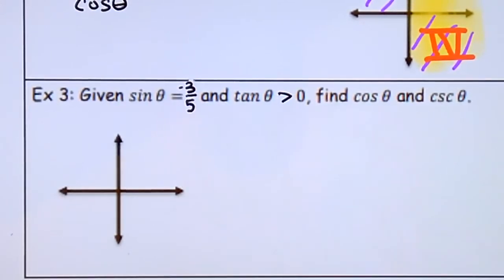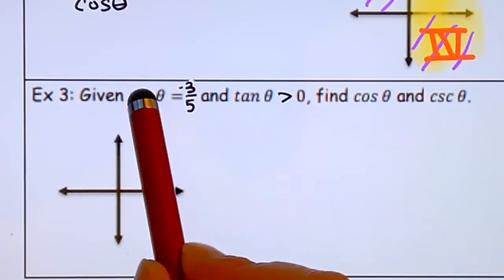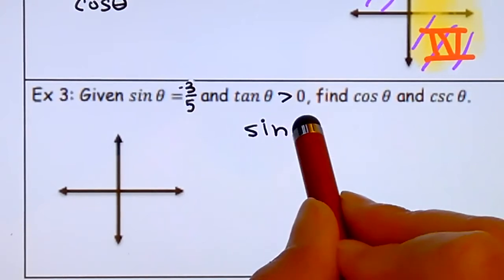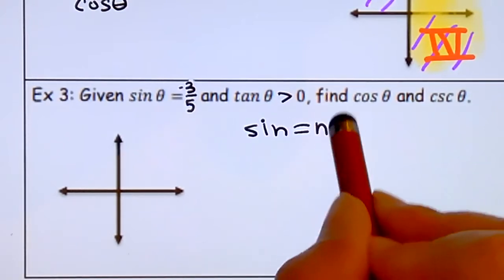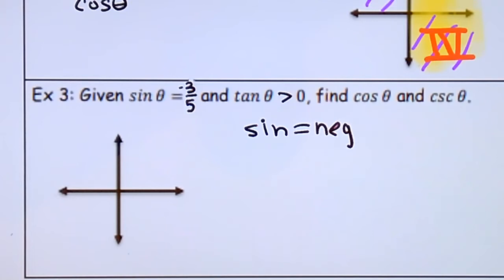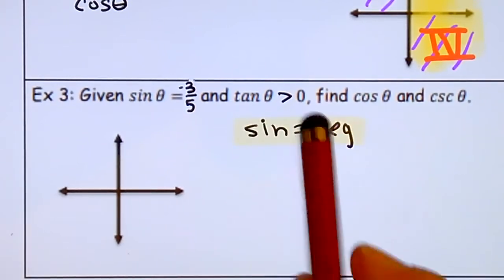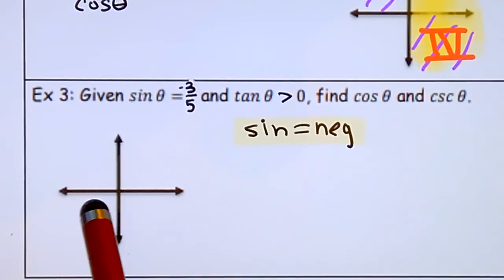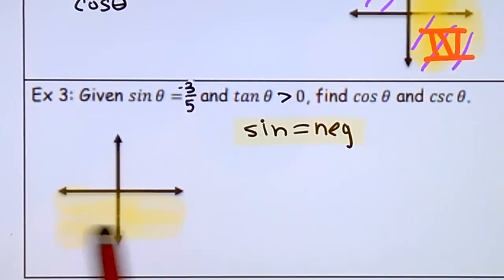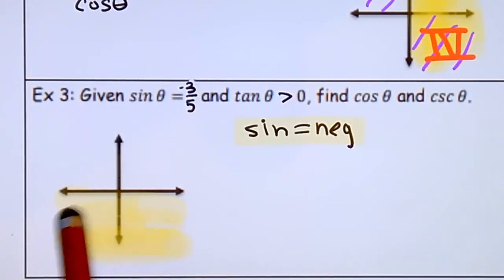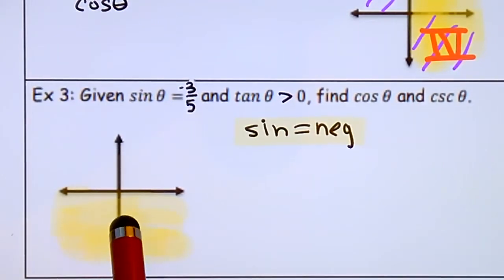So again, let's look at my sine. Where is my sine negative? Let me just kind of jot that down. Sine equal negative, because my sine is negative. It's a -3/5, okay? So where's my sine negative? Well, my sine is negative in these two quadrants, in 3 and 4. So my answer is, my angles are either going to be in one or the other of these.